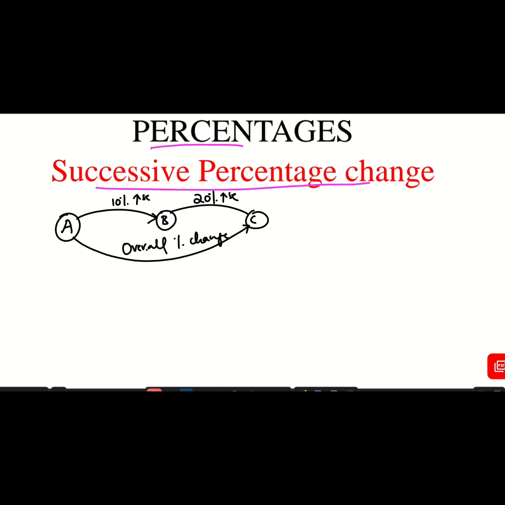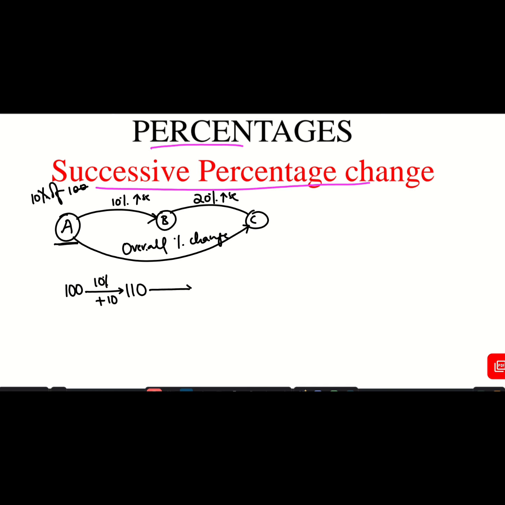A to B 10 percentage increase, B to C 20 percentage increase. What is the overall percentage change? Okay, we don't know the A value, so we need to take A value equal to 100. 10 percentage is increase. 10% of 100 will be 10, so 100 plus 10 equal to 110.